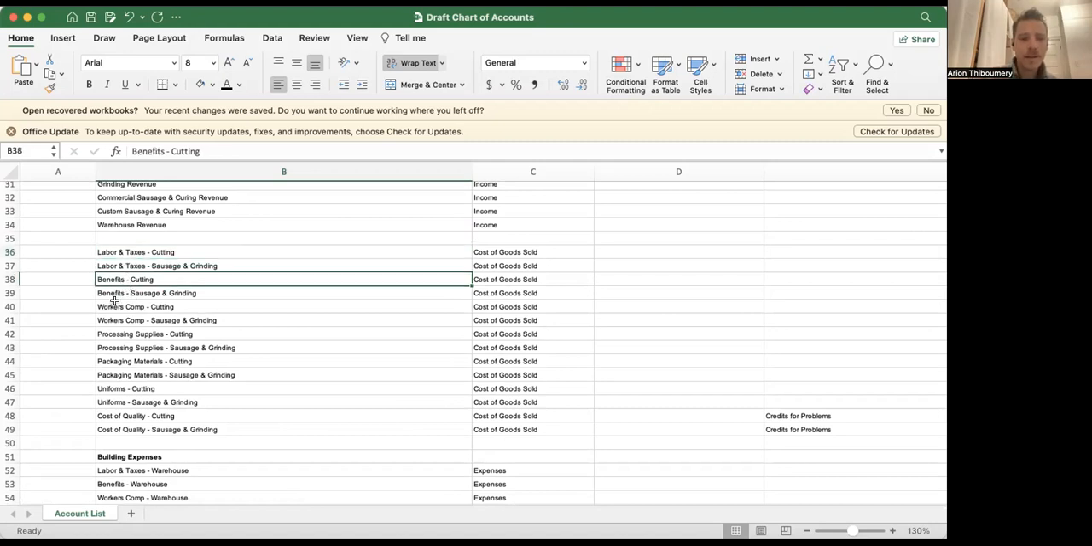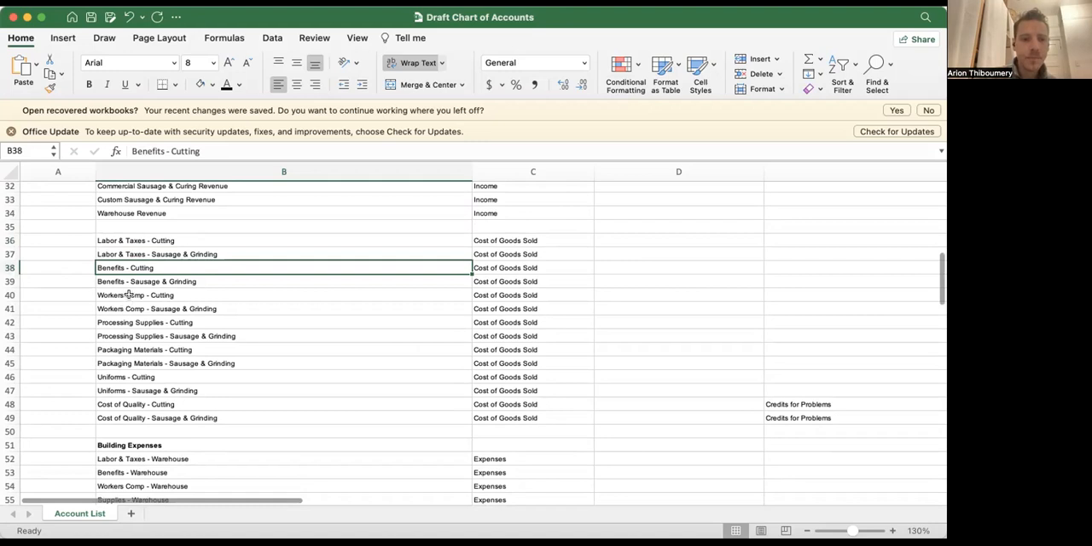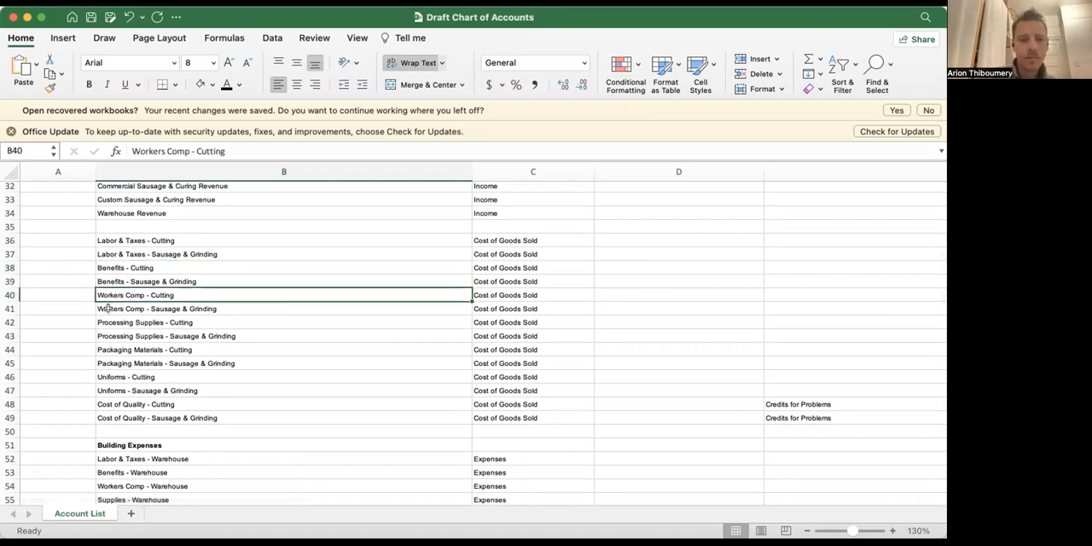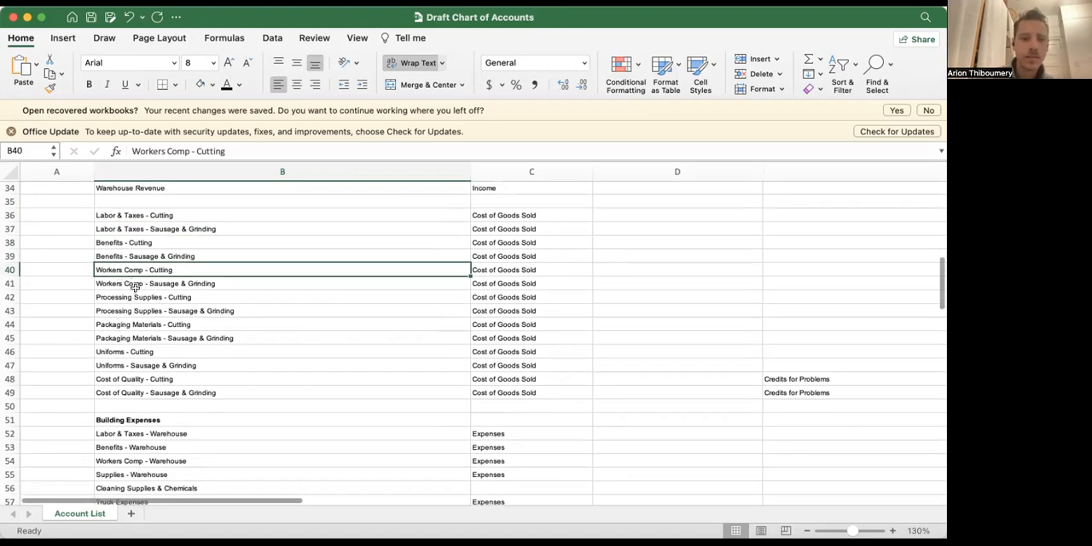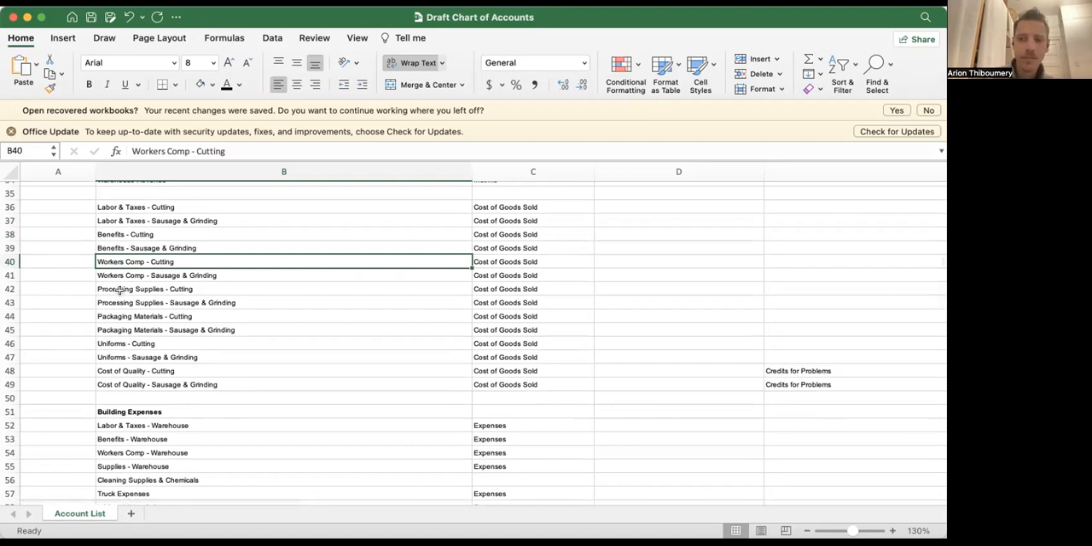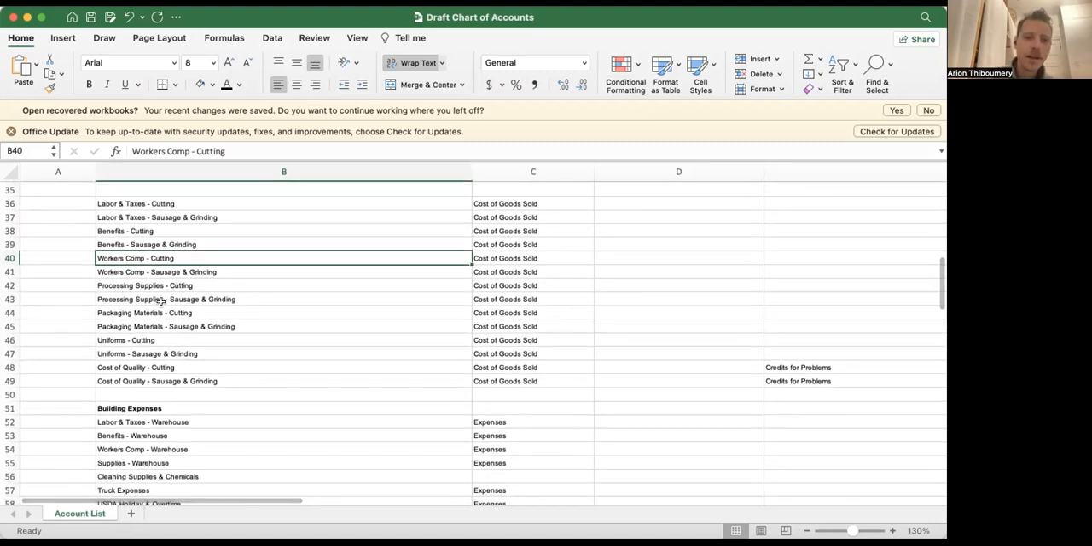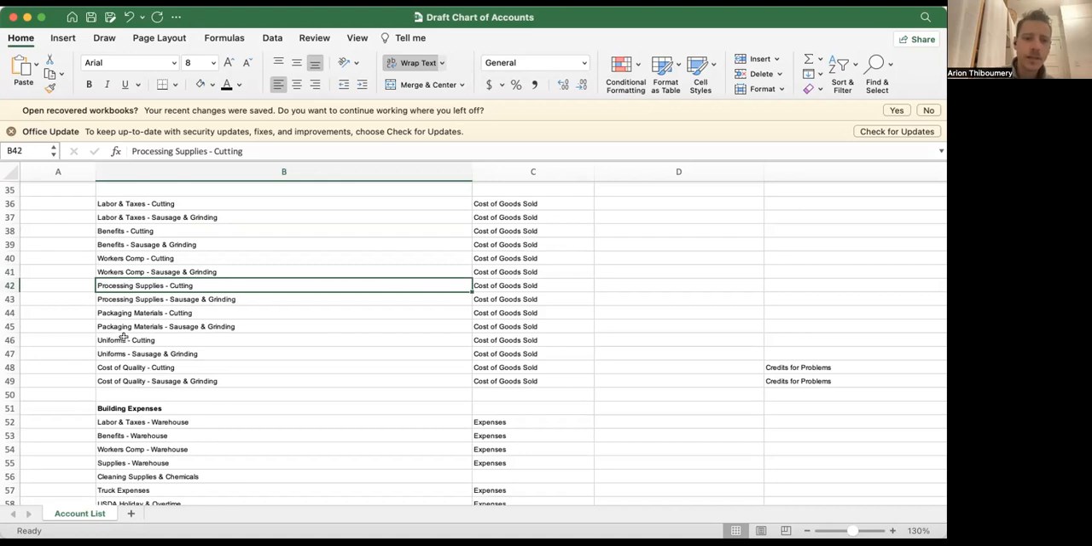I do break out benefits and workers' comp. I find that it's helpful to see those individually, and especially, always try to get the workers' comp rate down. That can be such an expensive thing. Also try to divide processing supplies and packaging materials by department.